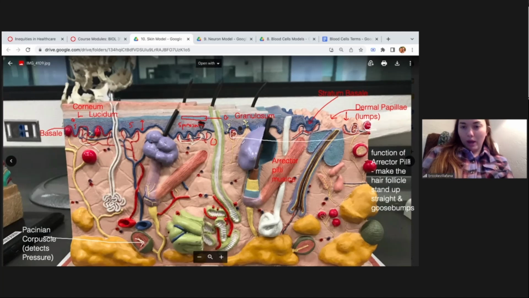See, that's the problem with the white. You see how you lose the white if I have another color as the background? Then I have to change to a different color, but I'll try to work with it. So that's Meissner's corpuscle. Remember the function of that one is to detect light touch, right? To detect light touch. Hopefully I have enough room to do that. Light touch.